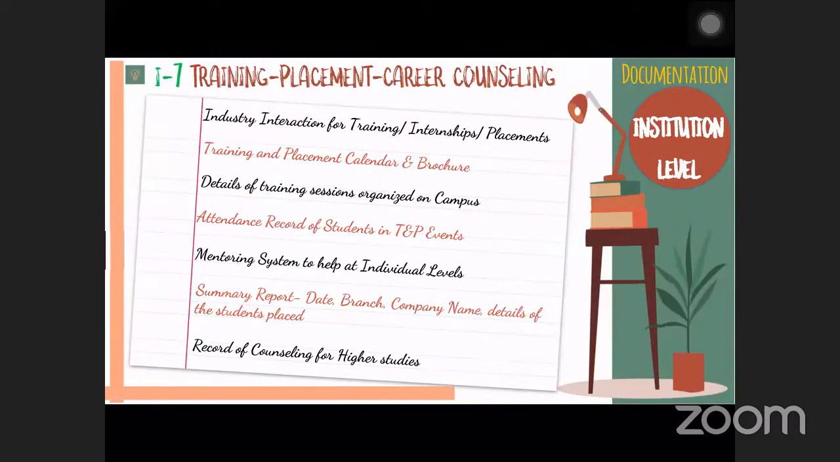Then the next file is basically related to training and placement as well as career counseling. So the evidences related to training, placement, career counseling will go into this, right? Mainly, it contains the documents related to trainings which are arranged for the students for their better placement opportunities. Then the evidences related to the placement of the students, and the evidences for the career counseling of the students. There has to be a career counseling cell, and its activities have to be documented, and those should go into this file. So it is the 7th file.